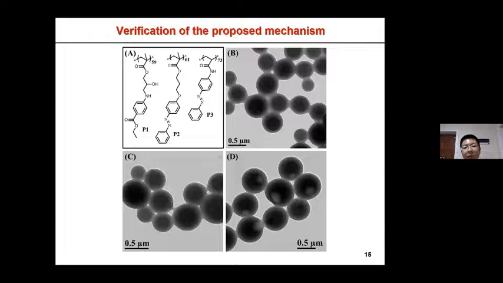They can provide both hydrogen bonding and pi-pi interaction during self-assembly.